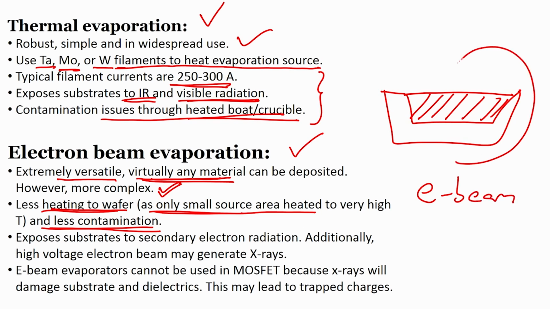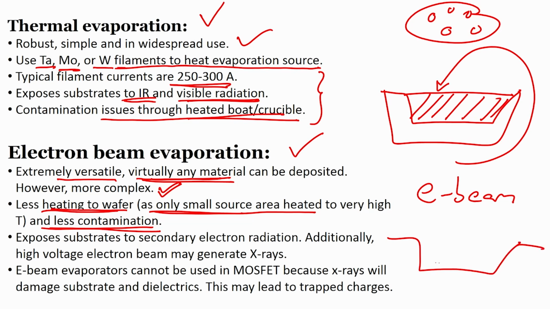Now, the electron beam will come and only a particular area at a time will get heated up. Because only a particular area gets heated up, the substrate also will not get heated up as much as in thermal evaporation, where we were heating the entire material at a time. So, in e-beam evaporation, as only a small source area is heated, there is very little contamination and less heating to the wafer.